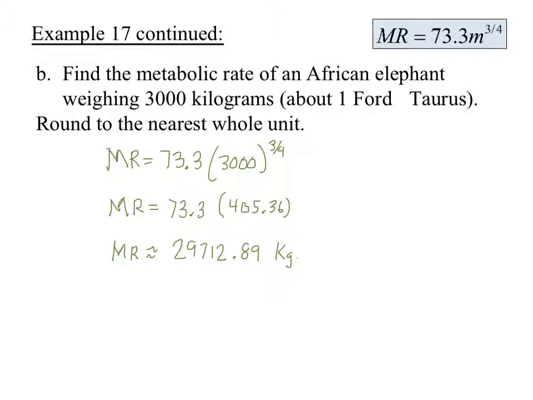Now in part B of example 17, it says find the metabolic rate of an African elephant weighing 3,000 kilograms. Round to the nearest whole unit. So in this case, MR is equal to 73.3 times 3,000 raised to the 3/4 power. When we do this in our calculator, we get the metabolic rate is 29,712.89. So that's approximately 29,713 kilocalories, I believe, is the metabolic rate of an elephant. They have to eat a lot, obviously.